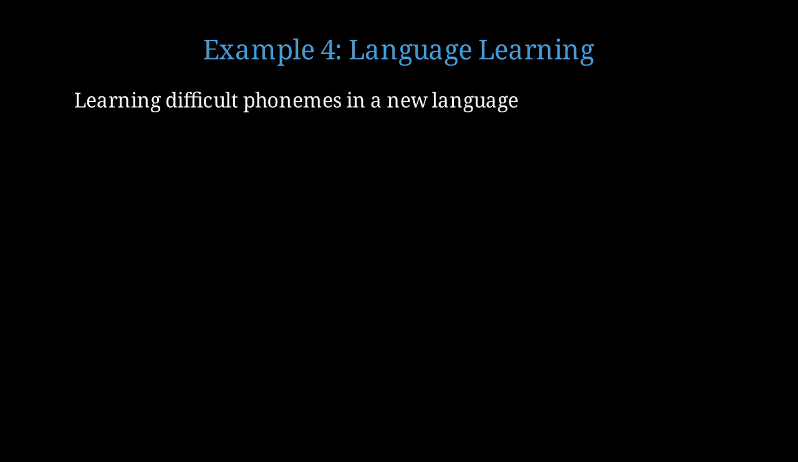Let's look at an example from language learning. Pronunciation is a perfect domain for reverse practice. When learning difficult phonemes in a new language, traditional practice focuses on repeating the correct sound until you get it right. Reverse practice means deliberately exaggerating wrong pronunciations.